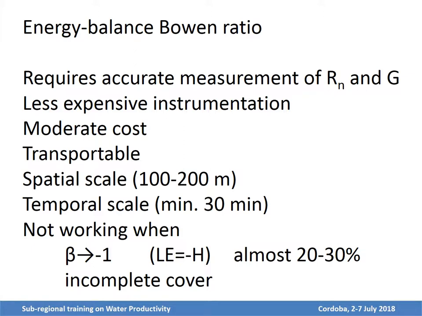It will not work under specific conditions. For instance, when the Bowen ratio tends to minus one, in other words, when latent heat flux is equal to minus sensible heat flux, then the method is indeterminate. Some analyses have shown that typically the conditions where the Bowen ratio does not work are around 20-30% of the time under summer conditions. In theory, it should not work well under conditions of incomplete cover.